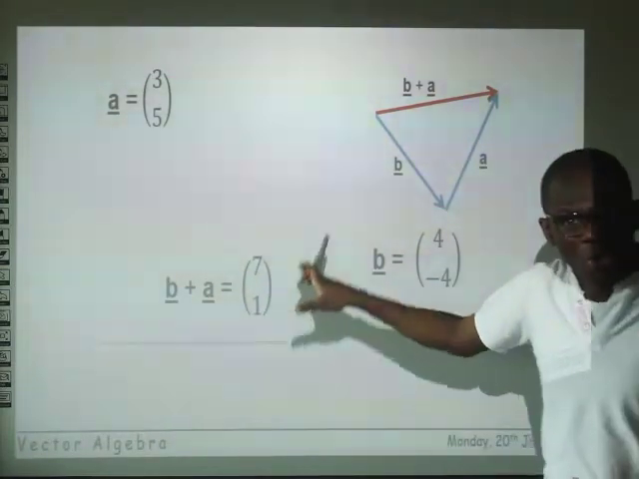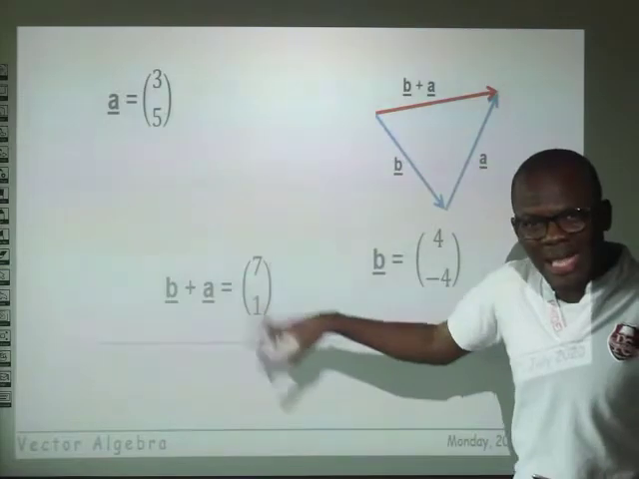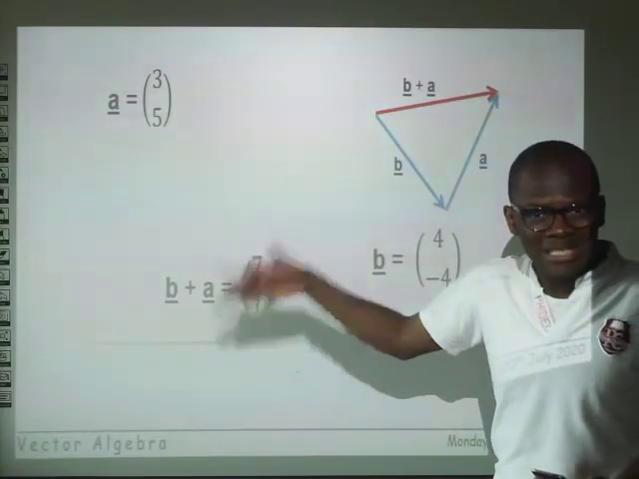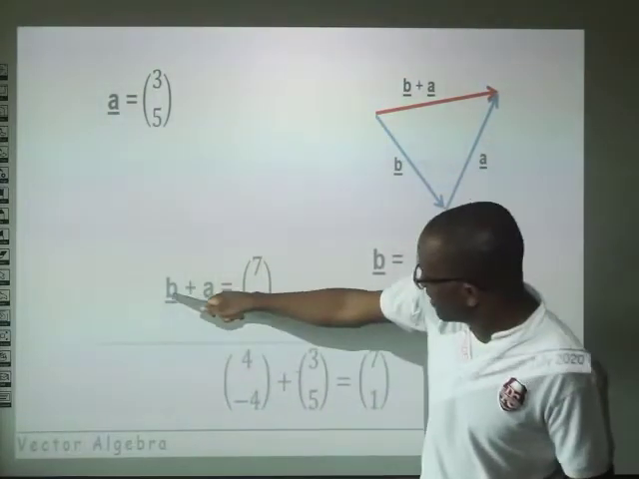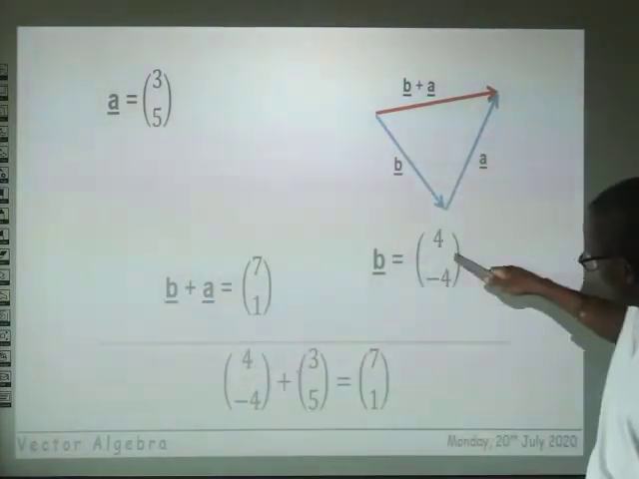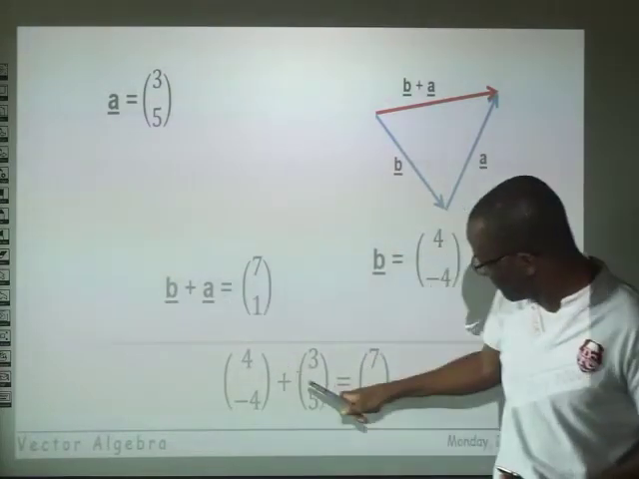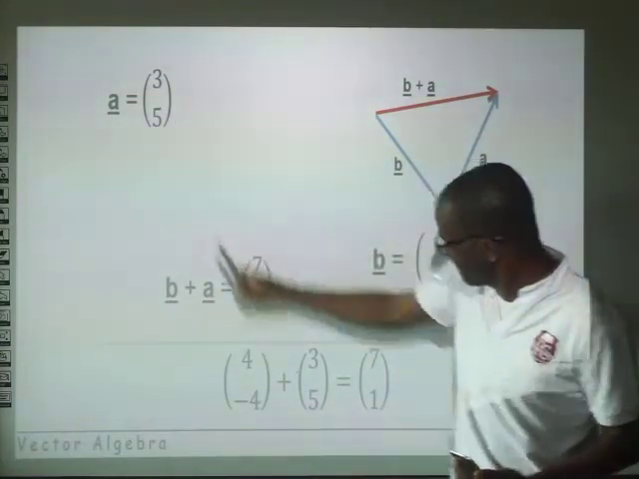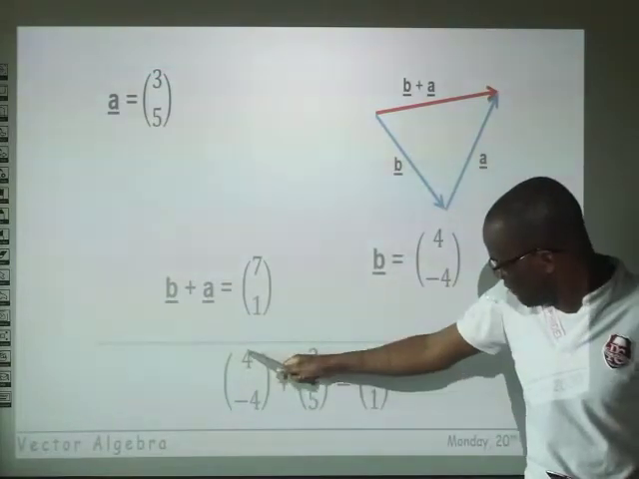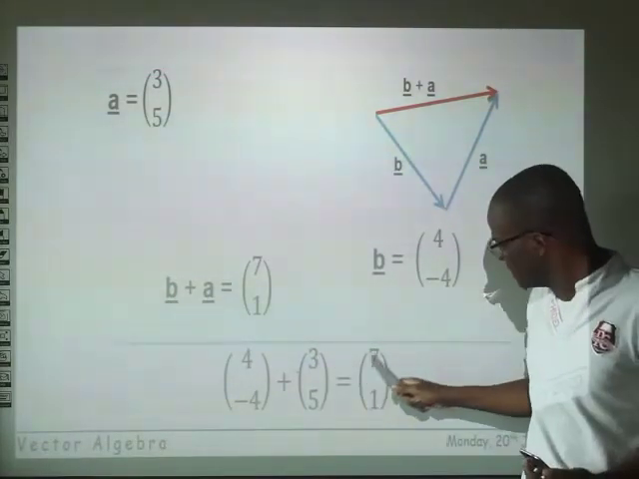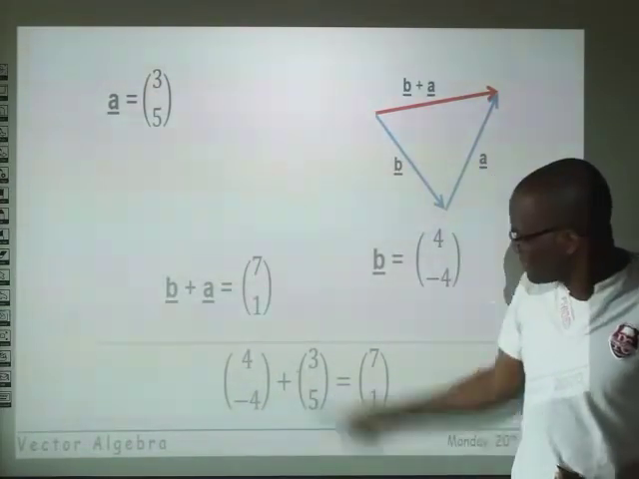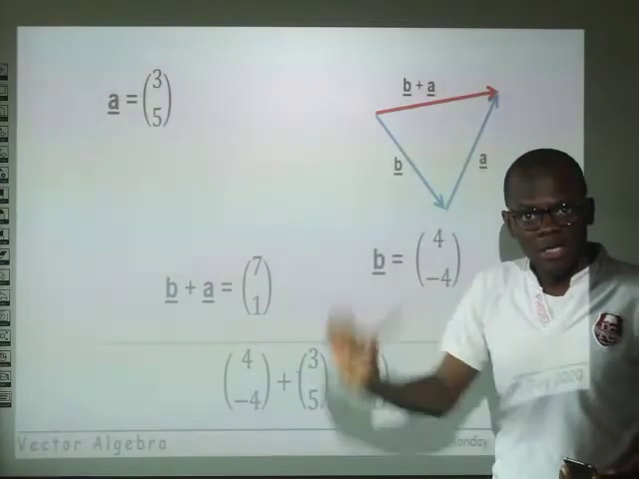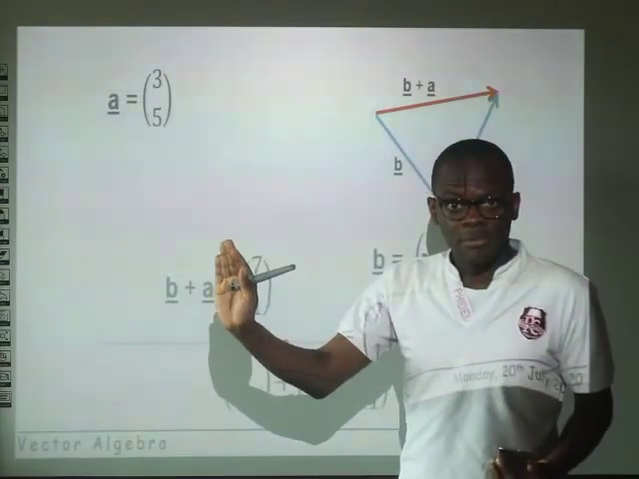And for those of you who didn't quite get that right, it's quite straightforward. It's simple addition, alright? What are we adding? We're adding the component form of vector B, which is (4, -4), together with the component form of vector A, which is (3, 5). And so when you add this together, 4 plus 3 gives you 7, and then minus 4 plus 5 gives you 1. And that's how we got that. Okay, so far, so good. Alright, let's move on to the next slide.